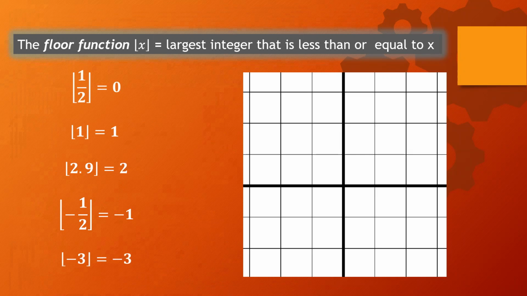This is sometimes called the step function as well. And this is what it looks like, right? For anything between 0, including 0, to 1, you will round down to 0.